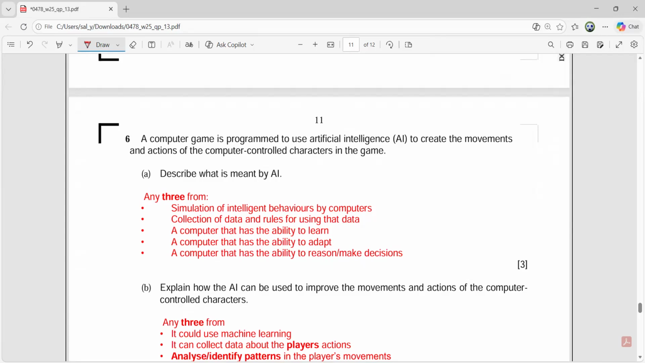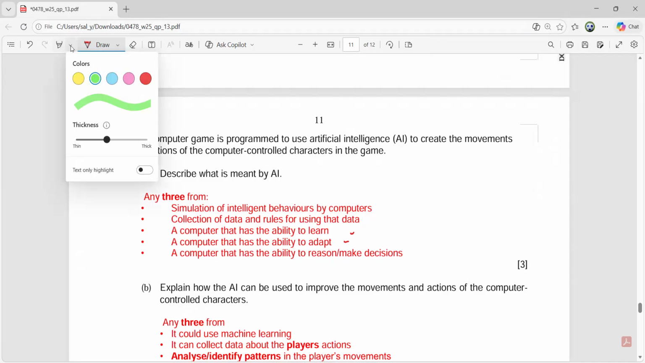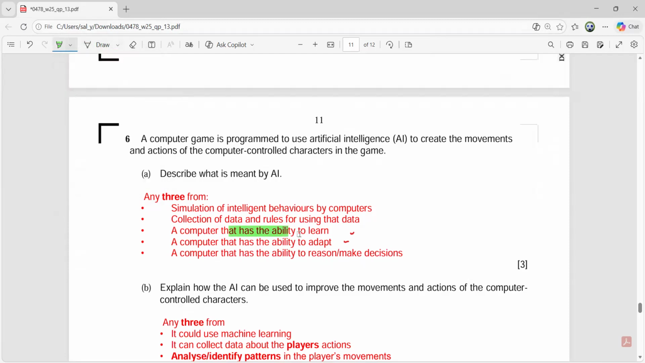Talking about any of these three, if a child has written, a computer has the ability to learn, a computer has the ability to adapt, a computer has the ability to make the decisions, that's perfectly okay. If you do not remember the term simulation, no worries at all. Just keep it simple. Ability to learn, ability to adapt, ability to make the decisions. These are the main terms that we keep on discussing in the class. So if you just remember these main terminologies, that's perfectly okay. Reason or make the decision, that will give you 3 out of 3.